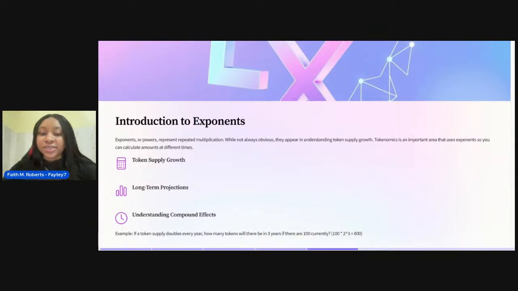How many tokens will there be in 3 years if they are 100 currently? Now, if you use normal addition and you add to this in 3 years, if there are 100 tokens and the 100 tokens doubles every year, you would be tempted to say 100 plus 100 plus 100 plus 100.